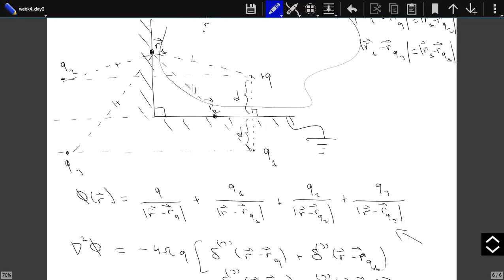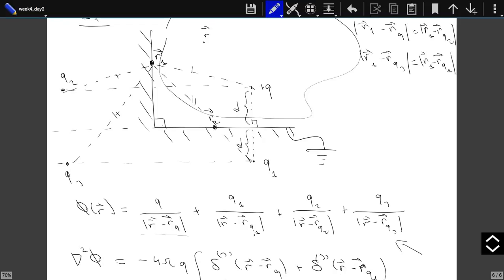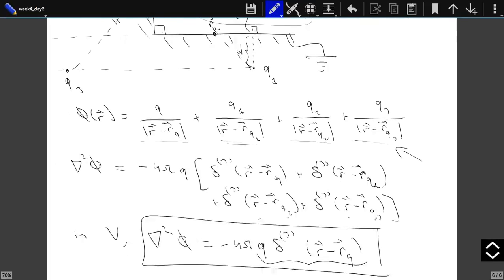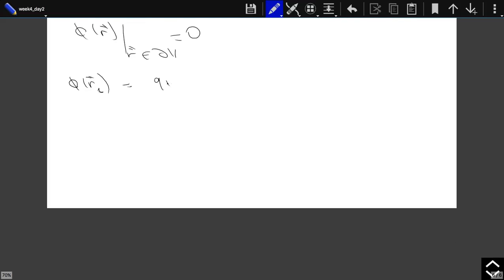Now, if that is the case, |R1 minus R_Q| is equal to |R1 minus R_Q2|, and |R1 minus R_Q1| is equal to |R1 minus R_Q3|. So I can write my phi as (Q plus Q2) divided by |R1 minus R_Q| plus (Q1 plus Q3) divided by |R1 minus R_Q3|. And this should be equal to 0.